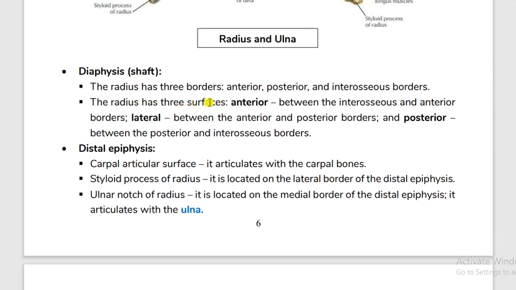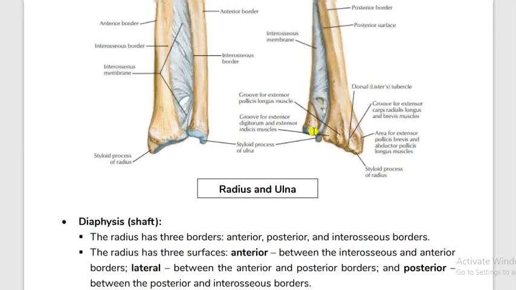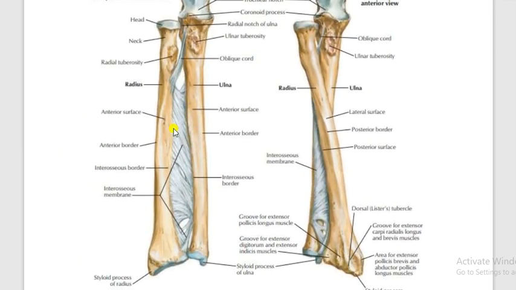The radius has three surfaces: anterior, between the interosseous and anterior borders; lateral surface, between the anterior and posterior borders; and posterior surface, between the posterior and interosseous borders. This is the anterior surface of the radius between the anterior border and interosseous border. This is the lateral surface of the radius between the posterior border here and the anterior border.